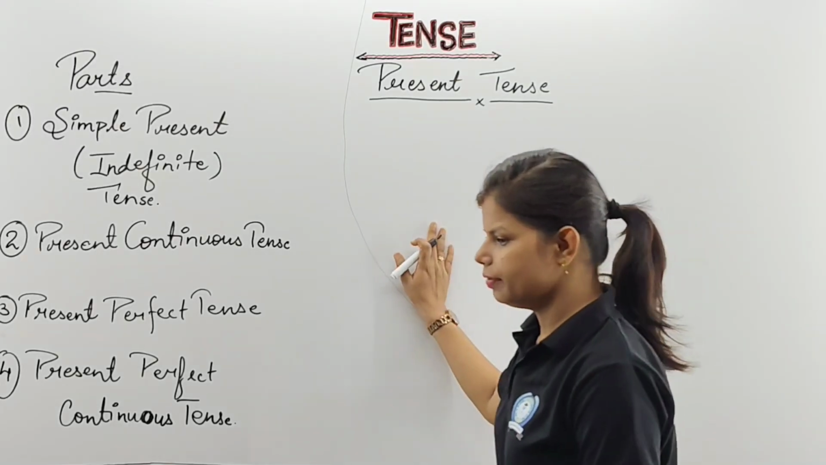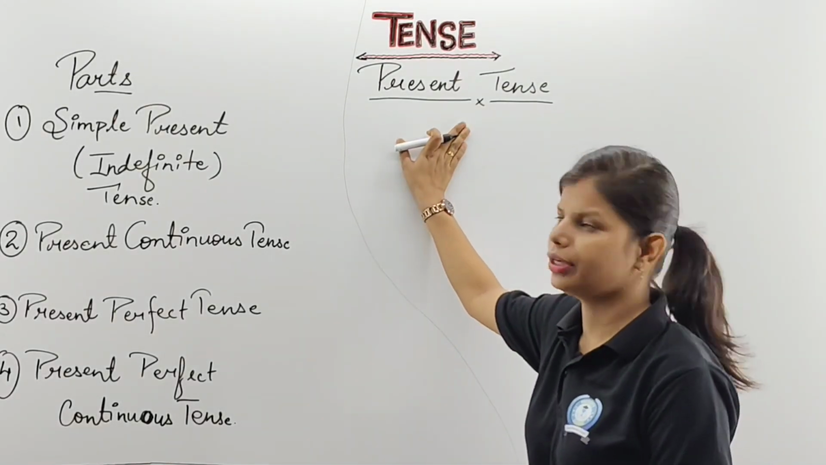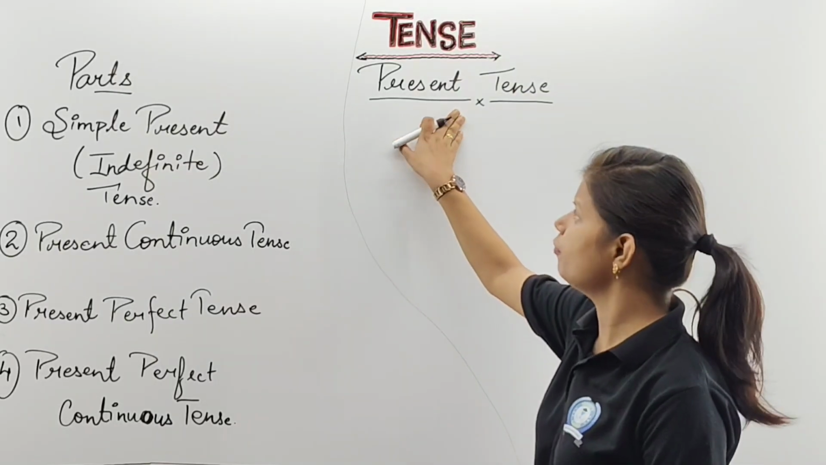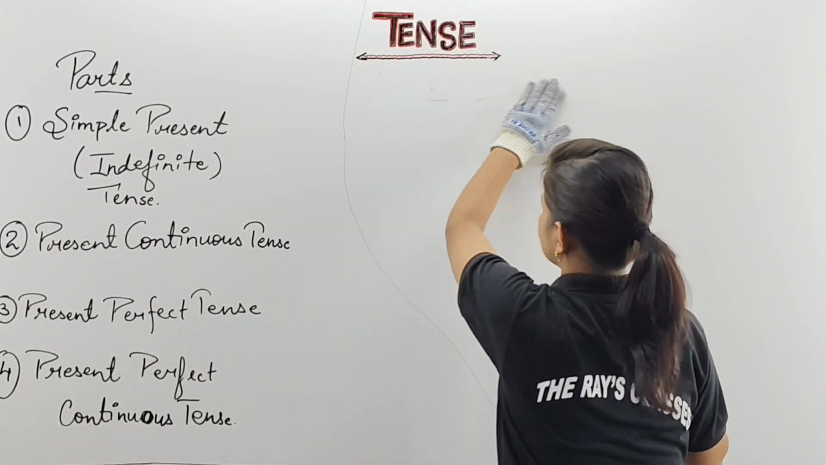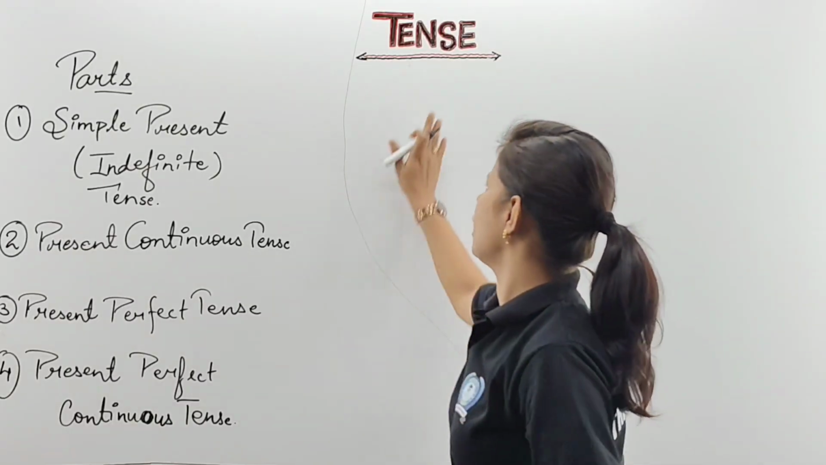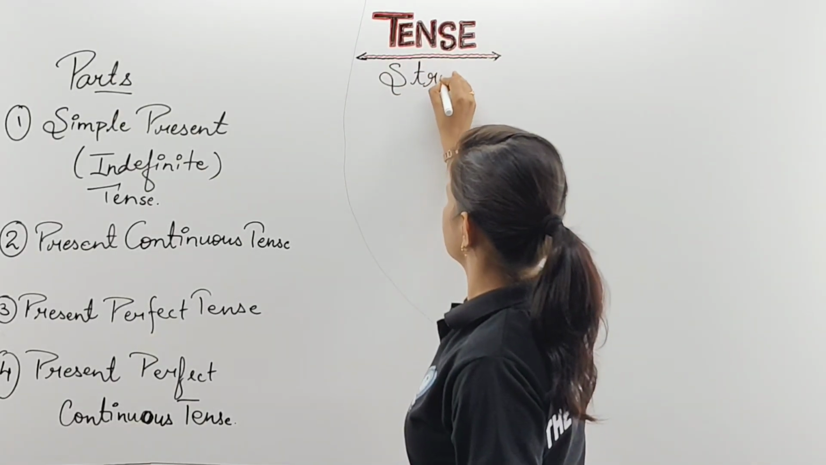Now what are we going to deal with next? Next we are going to learn the structure. Structure about what? We are going to learn the structure of, here I'll erase, here I'll write structure. Clear? After parts, we are going to learn what? Structure.